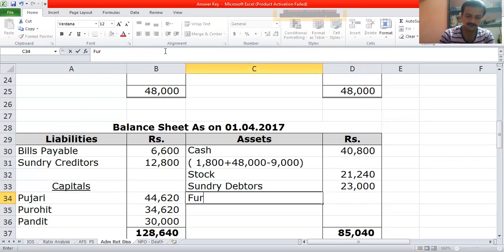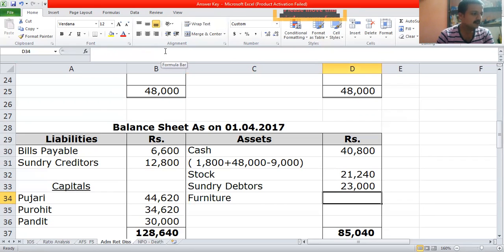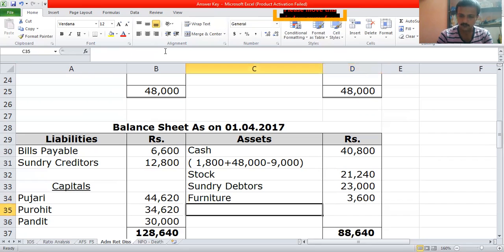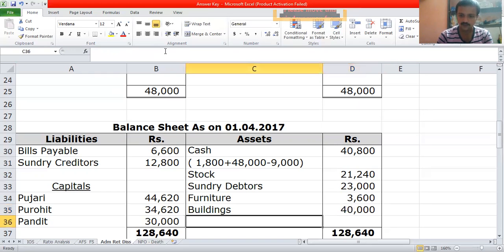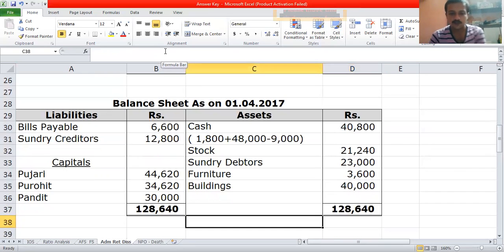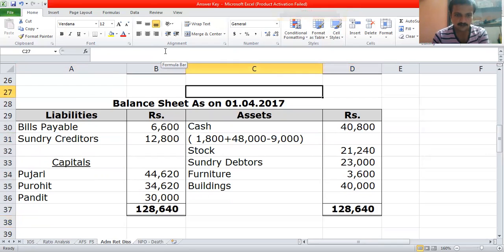The next is furniture. First it was 4,000. You know very well, minus 400, it will be 3,600. Then now buildings. I think buildings didn't have any change, so directly I write the value 40,000. So we got 1,28,640. You can see the balance sheet is tallied.